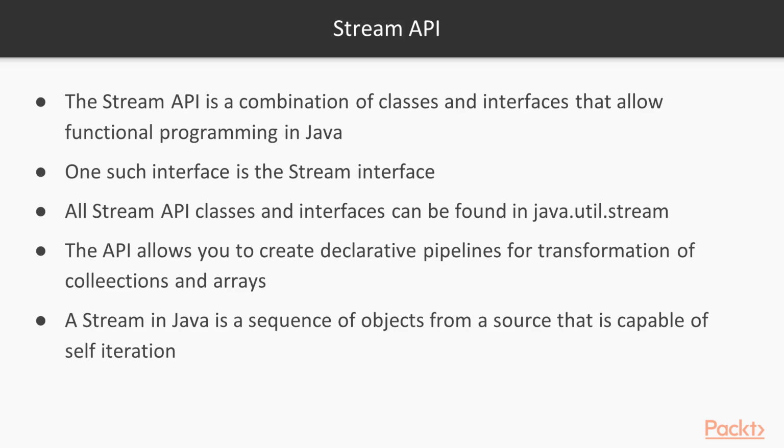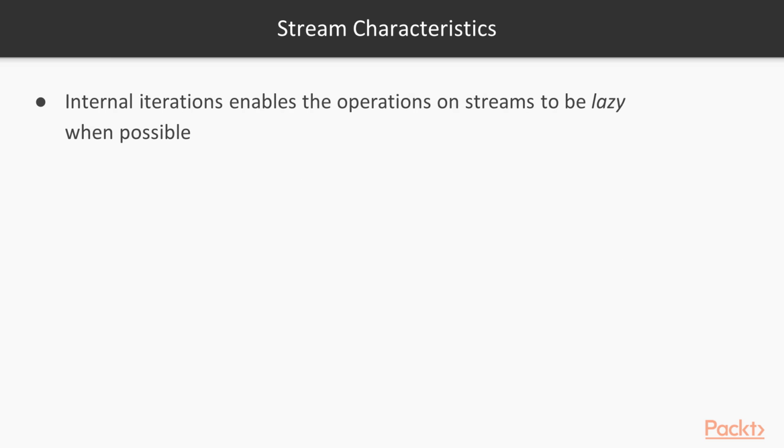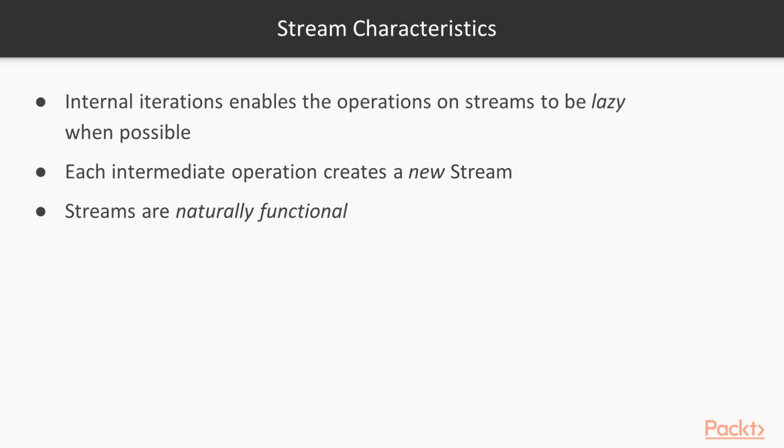This means that unlike collections, streams do not need an iterator to go through all of its containing elements. Internal iteration enables the operations on streams to be lazy when possible. Streams are called lazy because the intermediate operations are not evaluated until we add a terminal operation. Each of the intermediate operations creates a new stream but does not iterate through the elements until the terminal operation is called. Streams are functional in nature.